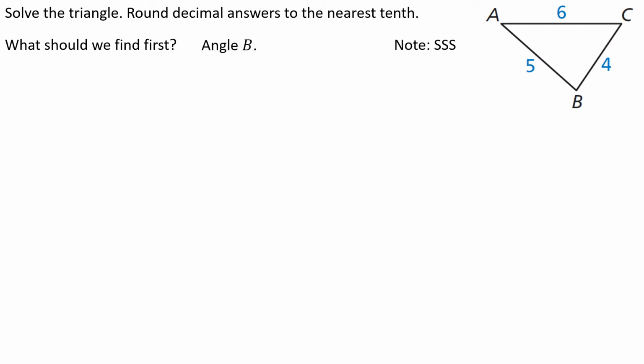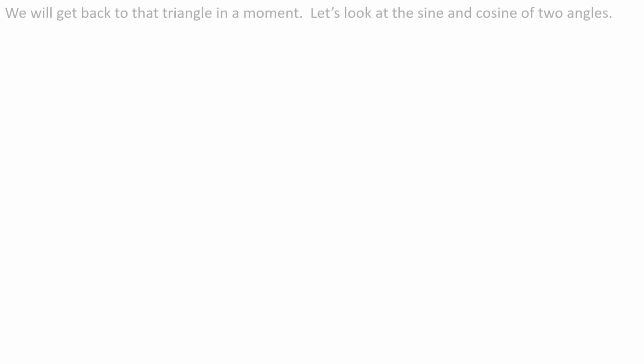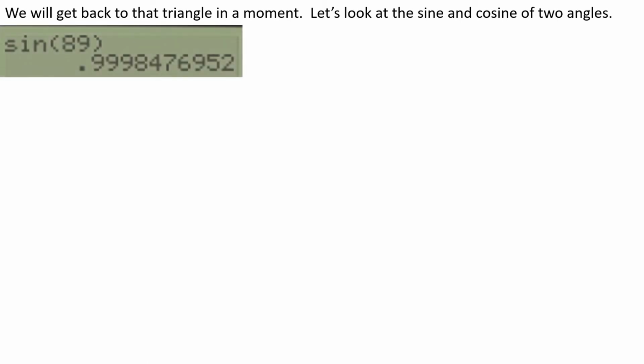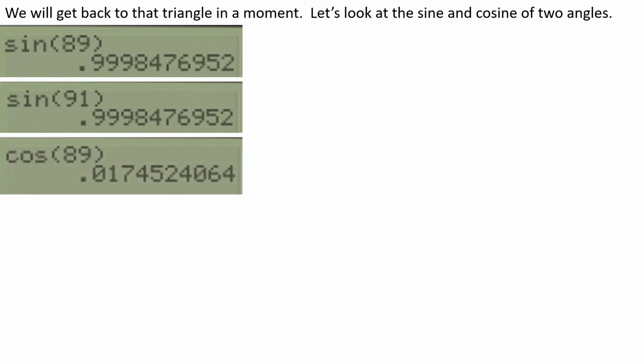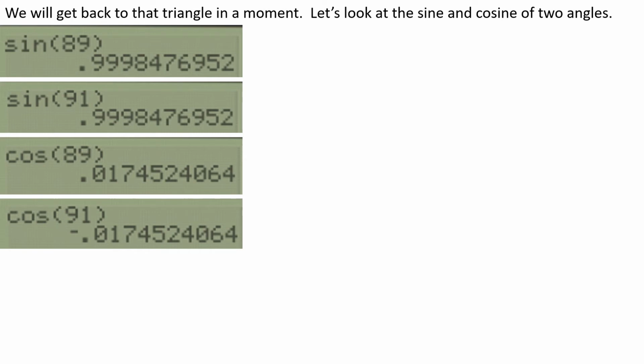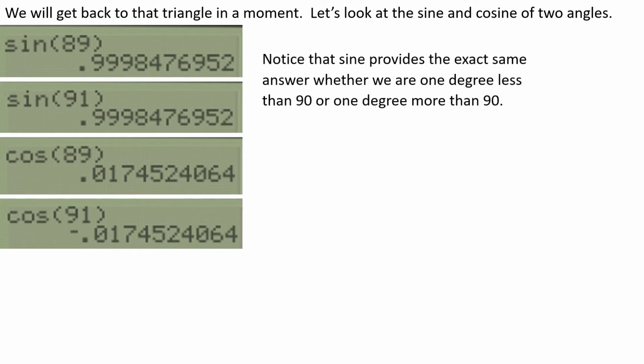Why do I need to find angle B first? We've got to take a little bit of a detour here. Let's look at what happens with angles that are a little bit more than 90 and a little bit less than 90. Specifically, angles that are 1 degree less than 90 and angles that are 1 degree more than 90. Notice what happens with the sine function. With the sine function, I get identical values.